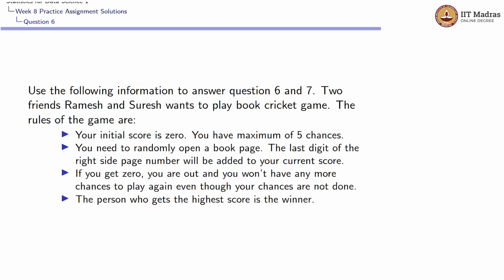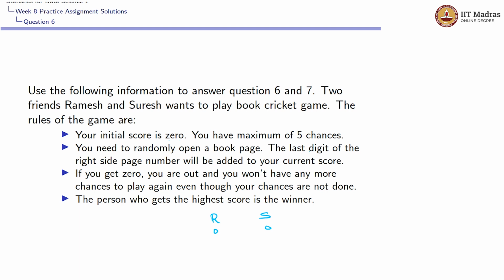For the next question they are saying to use the following information. Two friends Ramesh and Suresh want to play a book cricket game. The rules of the game are: your initial score is 0. Suppose we have these two players, Ramesh R and Suresh S. Both of them will have an initial score of 0.